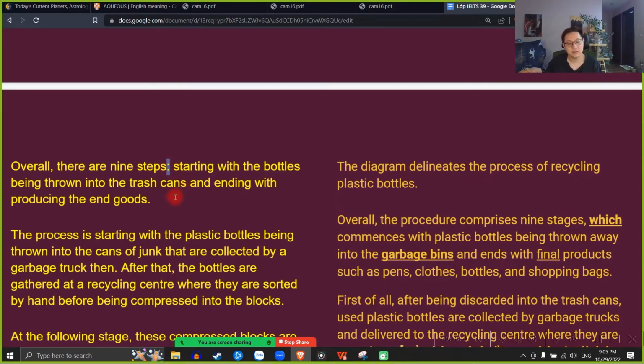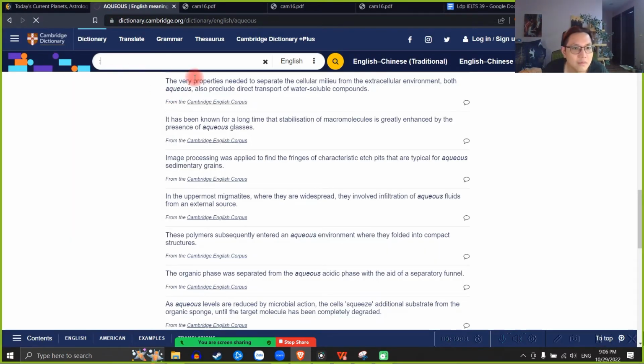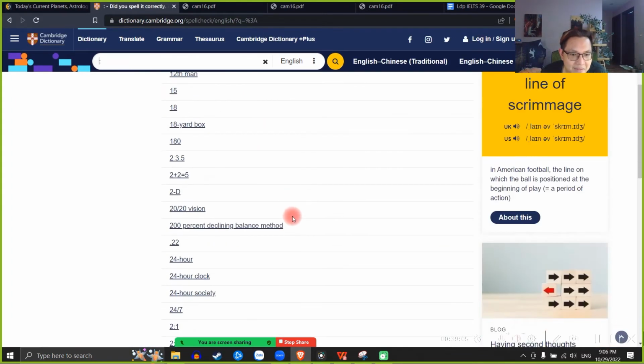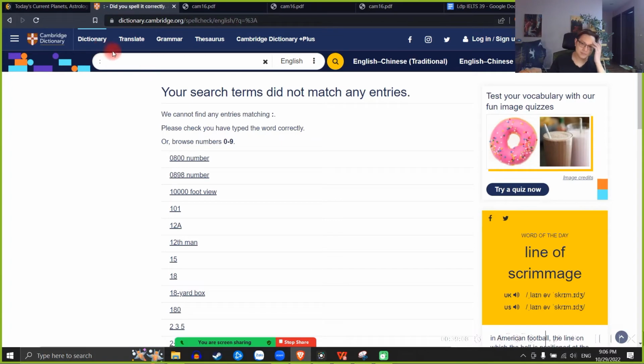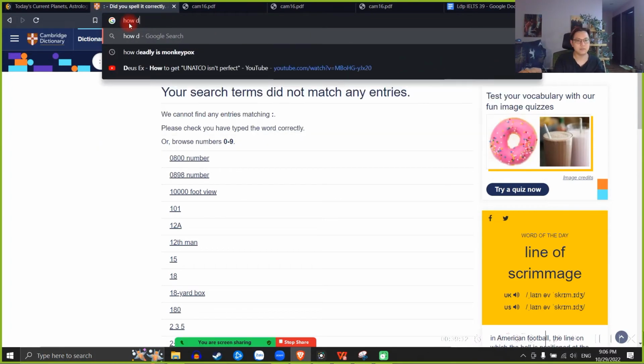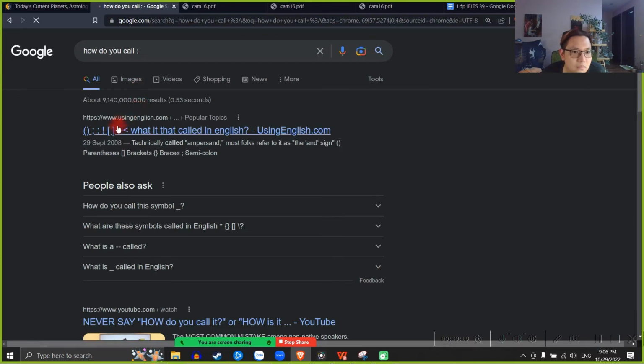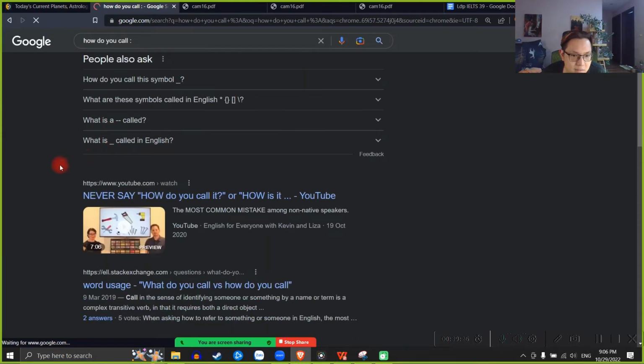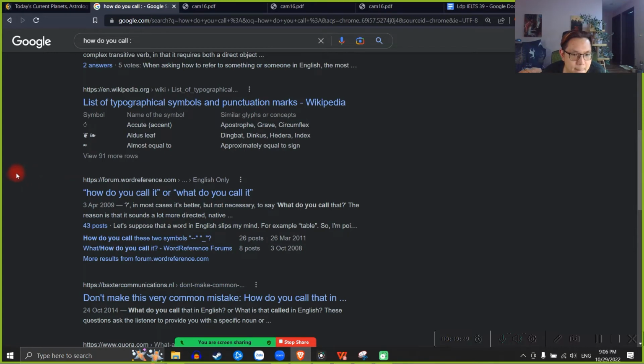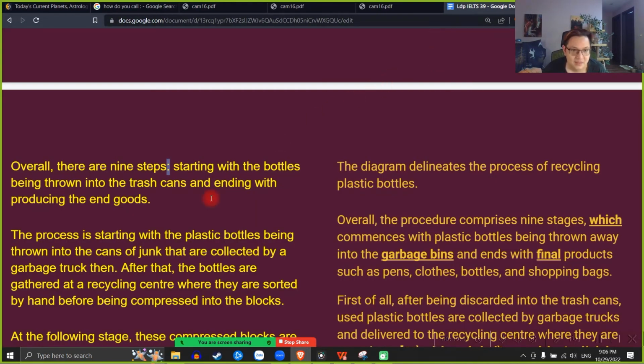Cái chỗ 2 chấm này cũng được nhưng mà thật sự không cần thiết. It's not necessary to have these. I don't remember what this is called. Cái dấu 2 chấm gọi là gì ta? I forgot what this one is called. Okay, semicolon is something else. Anyway, forget it. Starting with the bottles being thrown into the trash cans and ending with producing the end goods.